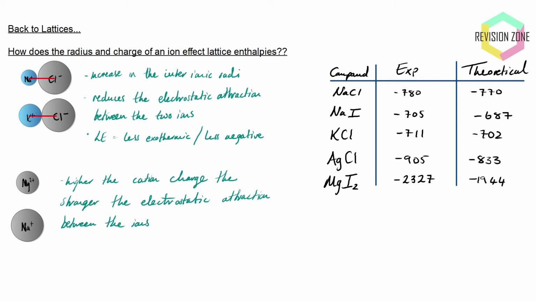If you increase the size of the anion, it will increase the inter-ionic radii, it will reduce the electrostatic attraction between the two ions, and the lattice enthalpy becomes less exothermic. Now, something I forgot to write down here, and it's worth mentioning anyway, is the higher the cation charge, the stronger the electrostatic attraction between the ions. So the lattice enthalpy becomes more exothermic, or more negative, which again the data supports.